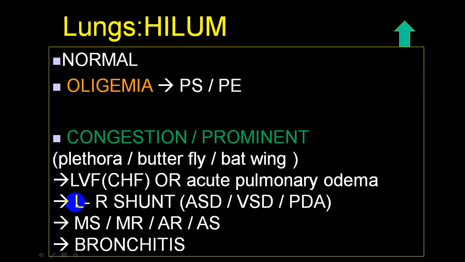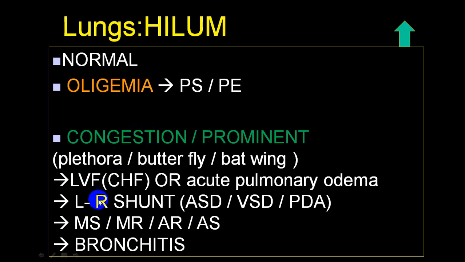Also you can see it sometimes in left to right shunts like ASD, VSD, PDA, and this can be very commonly seen in valvular heart disease. You can have left ventricular failure very commonly because of ischemic heart disease, hypertension, cardiomyopathy, dilated cardiomyopathy, etc. While in congenital heart disease such as ASD, VSD and PDA, because of increased blood flow into the pulmonary circulation, you will get pulmonary congestion.